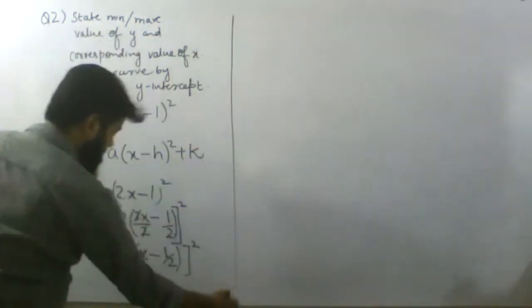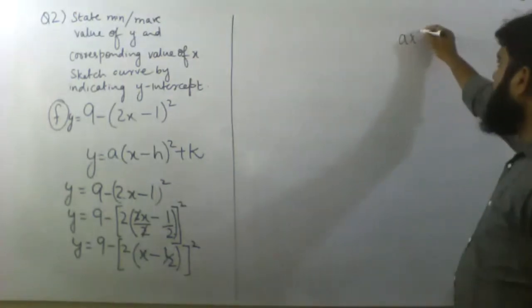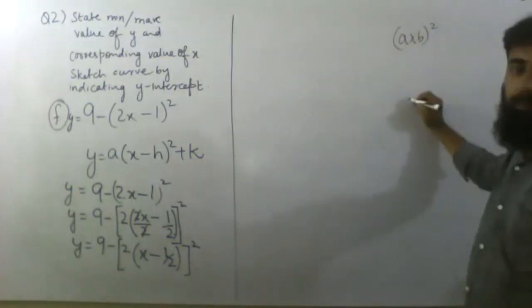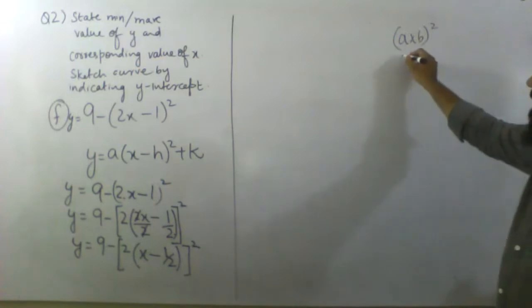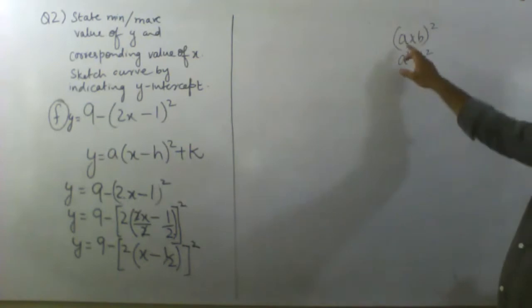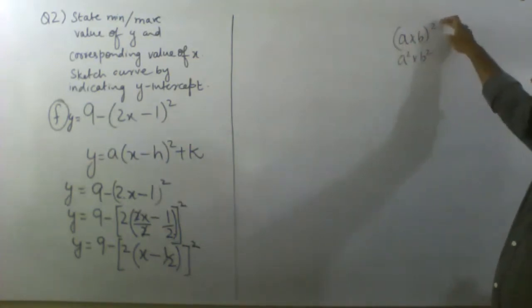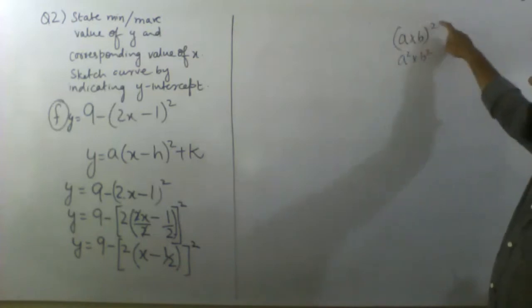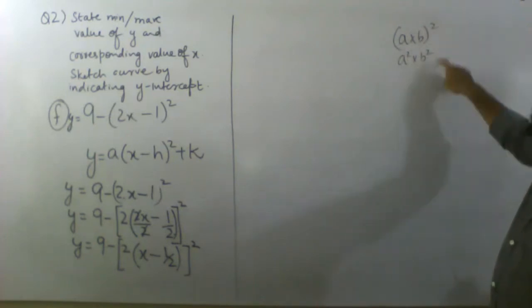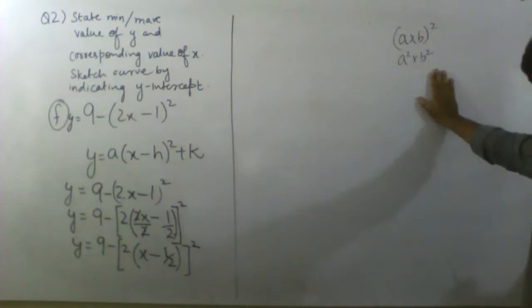See, these two are being multiplied. If I have a multiplied by b whole square, I will make it a square and b square. Both of them are being multiplied, so the square written outside will be multiplied by the power. So 1 into 2 is 2, 1 into 2 is 2. So this thing will become a square into b square.